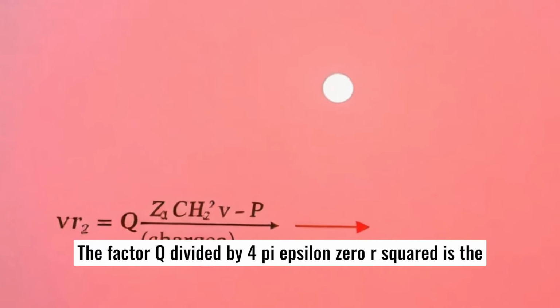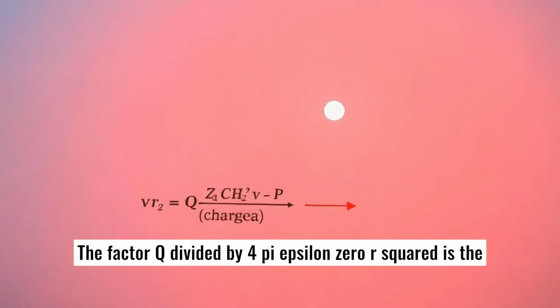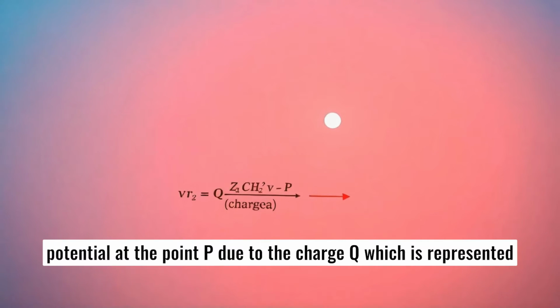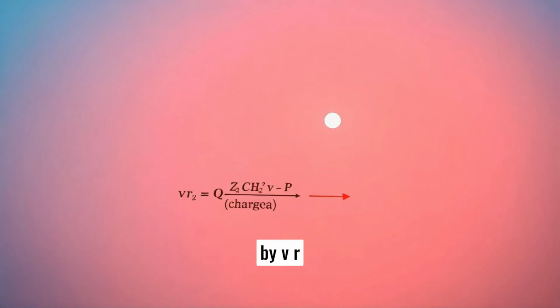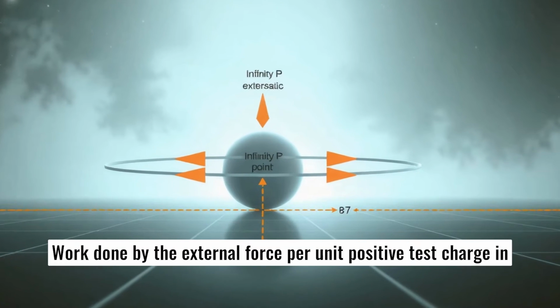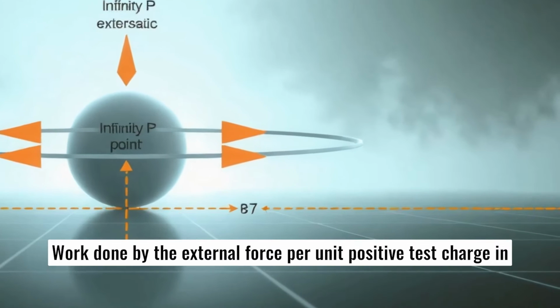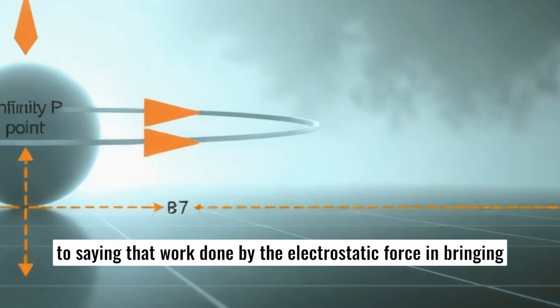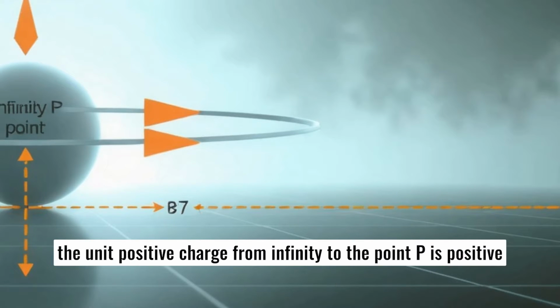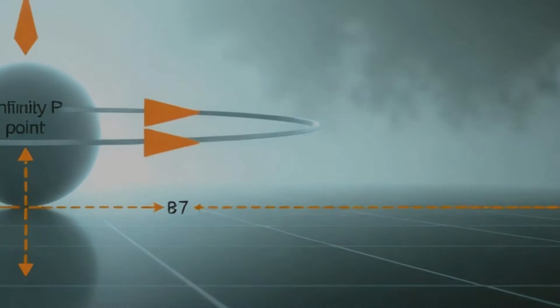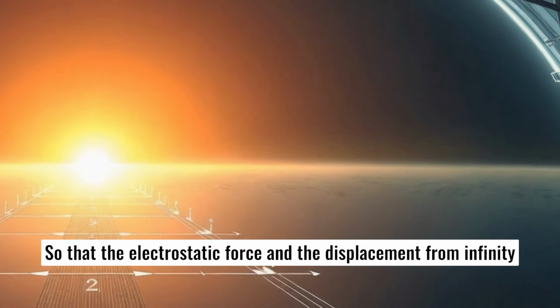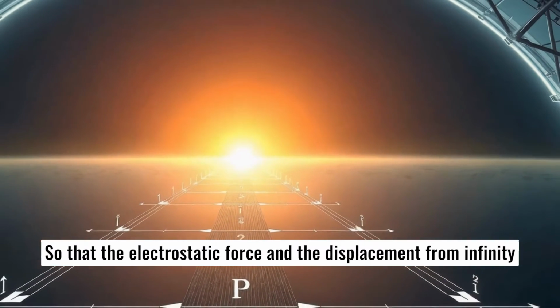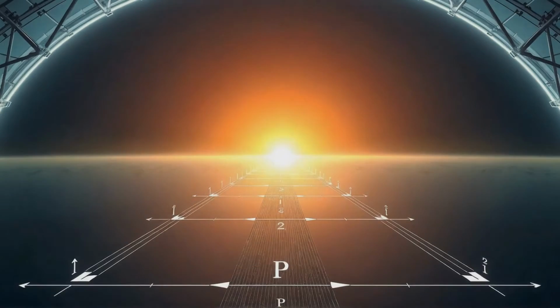The factor Q divided by 4 pi epsilon 0 r squared is the potential at the point P due to the charge Q, which is represented by V(r). Work done by the external force per unit positive test charge in bringing it from infinity to the point is negative. This is equivalent to saying that work done by the electrostatic force in bringing the unit positive charge from infinity to the point P is positive, so that the electrostatic force and the displacement from infinity to P are in the same direction.